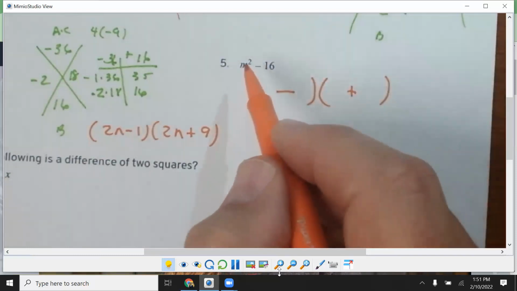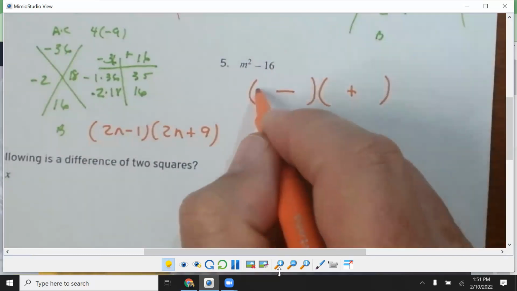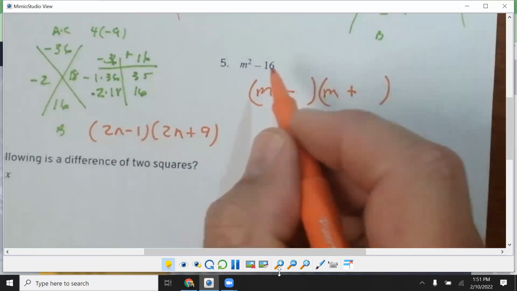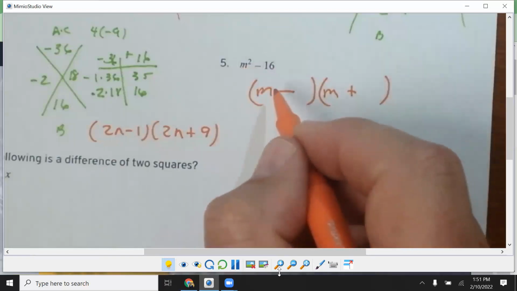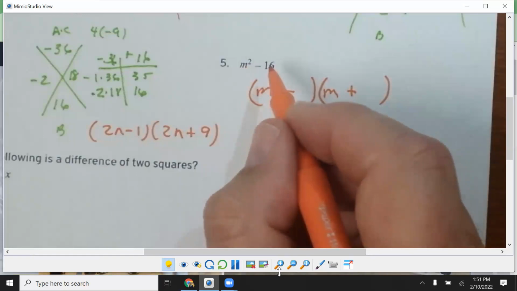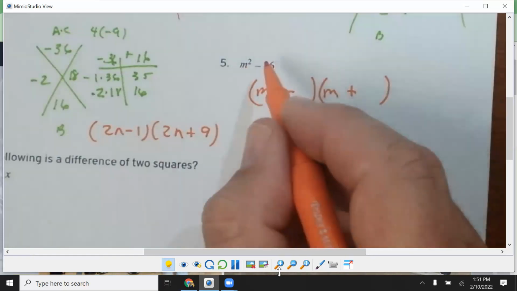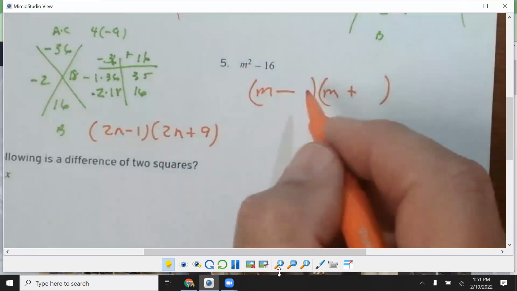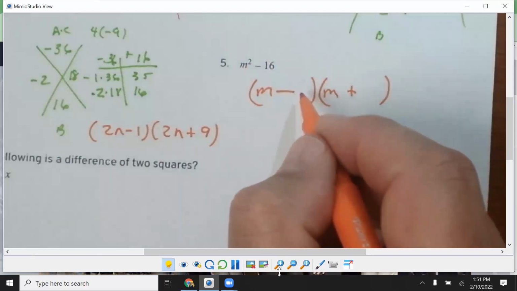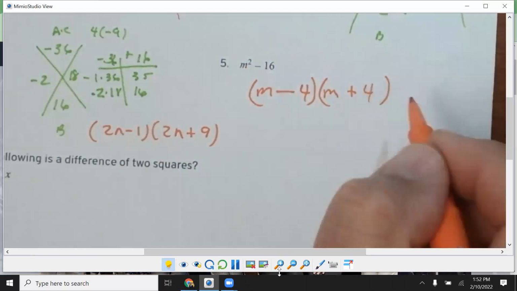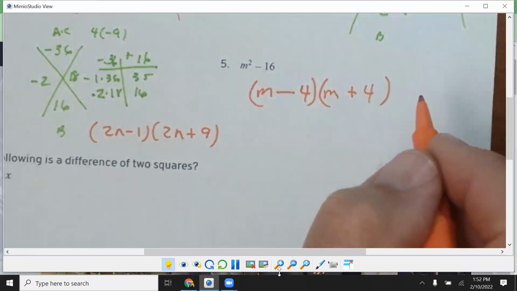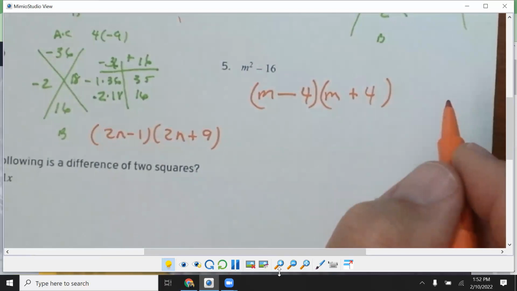So you just look at them. What times itself gives me m squared? Well, m times m gives me m squared. What times itself gives me 16? Most kids think it's 8. It's not 8, because 8 times 8 is 64. That's 16. And hopefully you say 4. So 4 times 4 is 16. And so there's my factors for this problem right here.